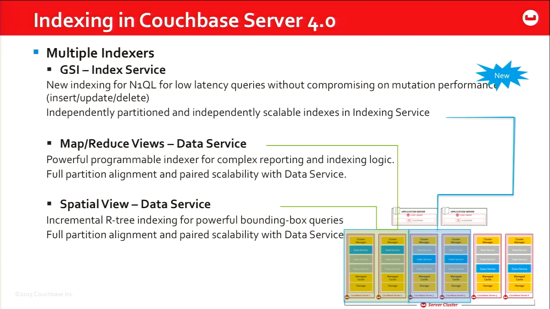The spatial one is not so interesting from a confusion-of-choice standpoint, because if you have a spatial query, that is the index that will give you that capability. But when it comes to views and GSI, there's a whole bunch of interesting choices that you can make. Which one do you choose?